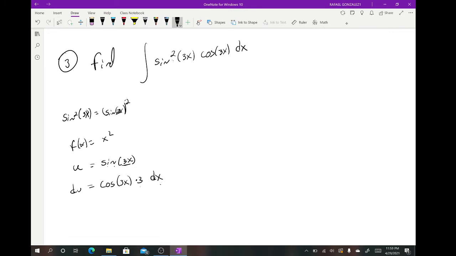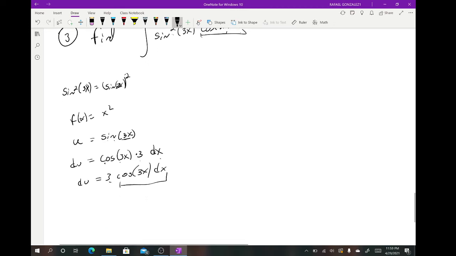Now we could solve for dx. Notice that here we have cosine of 3x dx, and here we have 3 cosine of 3x dx. So let me rewrite this. This du equals 3 cosine of 3x dx. So we have this piece up there, but we have an extra 3 here. So let's divide by 3 on both sides. So we have du over 3 is equal to cosine of 3x dx.